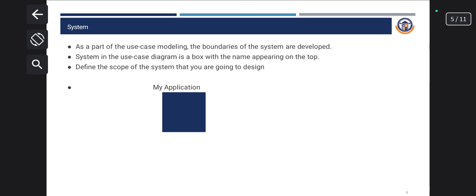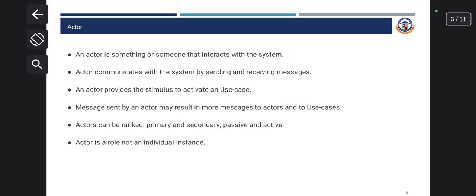This improves requirement clarity and helps in the project planning. So it also helps in proper documentation and approval of the project. So this is known as system. So the next one is actor.